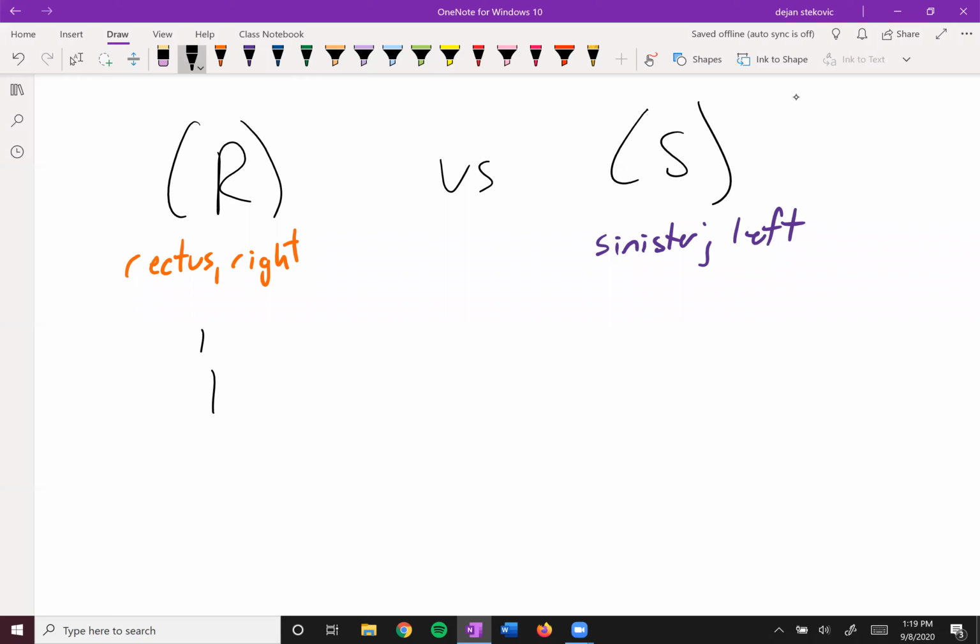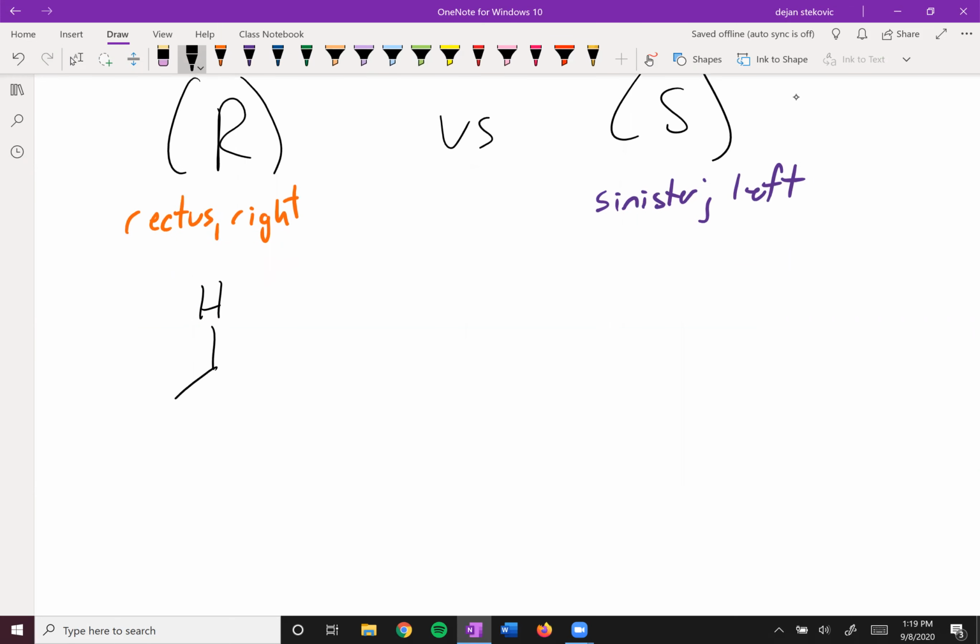And so let's take a look at a pair of enantiomers. We'll have an H here, a carboxylic acid over here, a methyl group over here, and then an alcohol over here. And then we'll just go ahead and draw the enantiomer on this side.